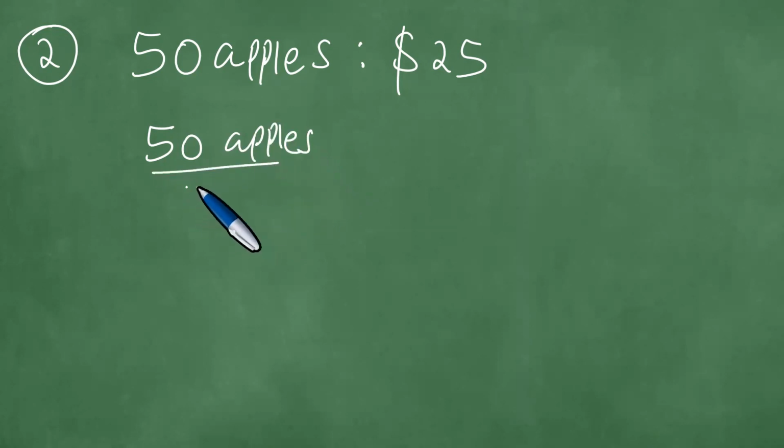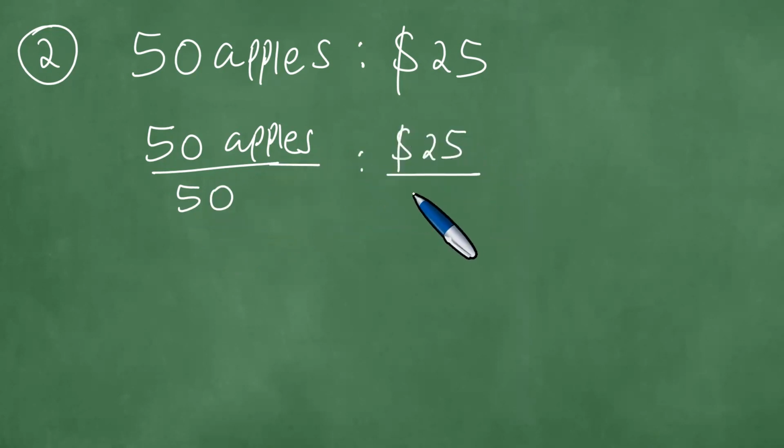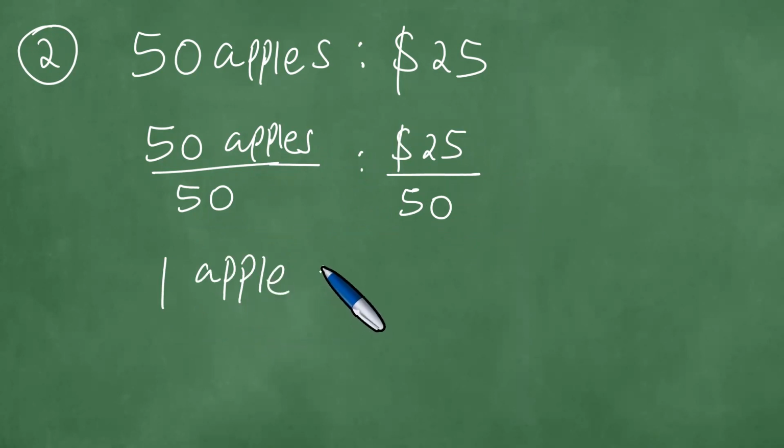and you divide by 50 because you want to find out the cost of just one. Right, so you have the $25 on the other side, you divide by 50, which means that one apple is going to be 25 over that, which is just one half, which is exactly 50 cents, like so.